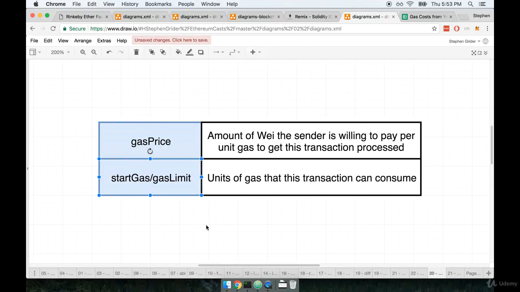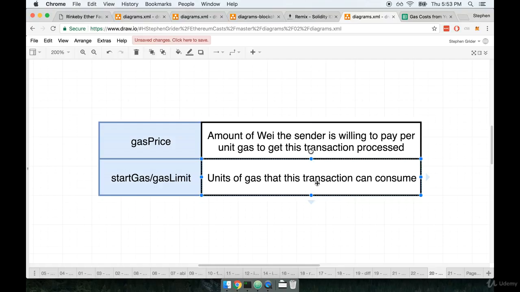The other property is start gas, and you'll also see this very frequently referred to as gas limit in documentation. So these two terms are identical. We have start gas and gas limit, and you will see them used interchangeably. This reflects the total number of units of gas that we are willing to spend with this transaction.